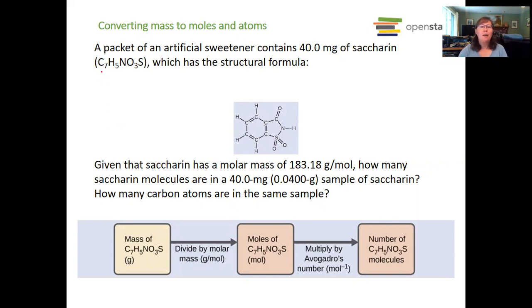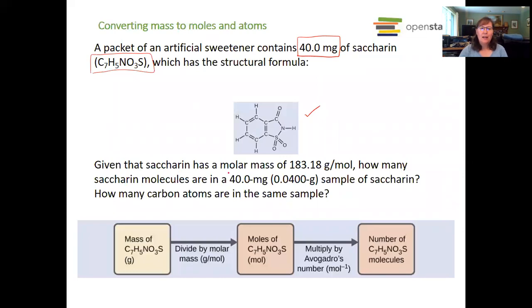Okay, so now a packet of an artificial sweetener contains 40 milligrams of saccharin. And here is our chemical formula. And here's our structural formula. You don't need to be able to go from this chemical formula to the structural formula at this point. It's just really good practice for you to see them and begin learning how to link them. So let's take a look here.